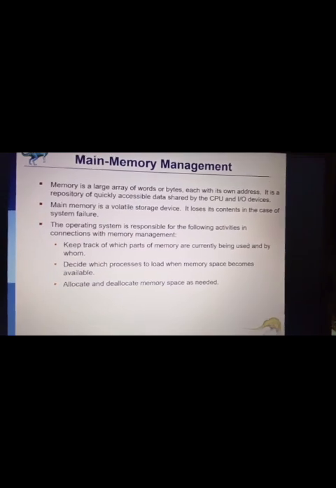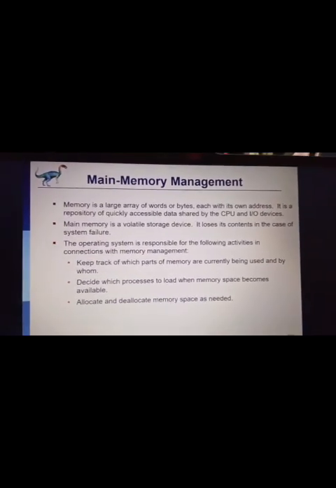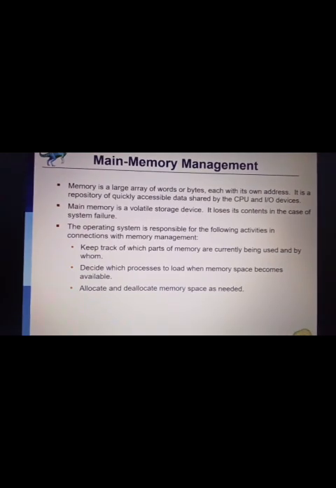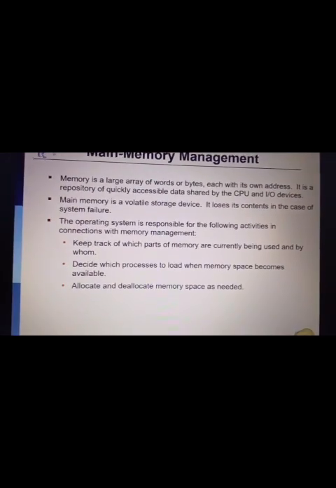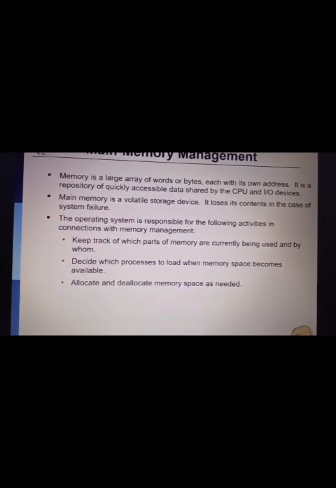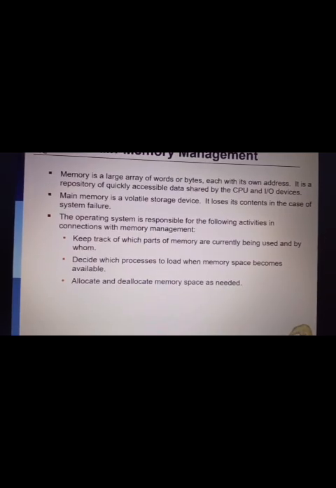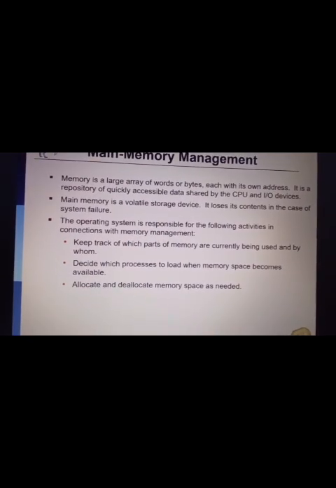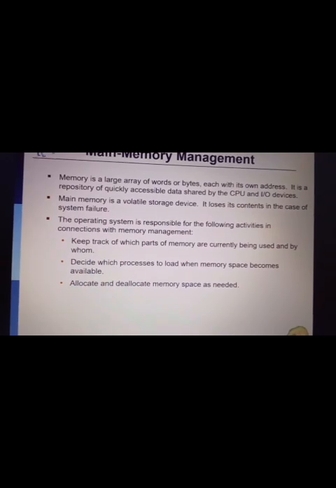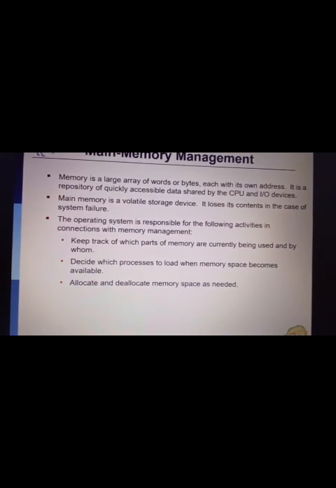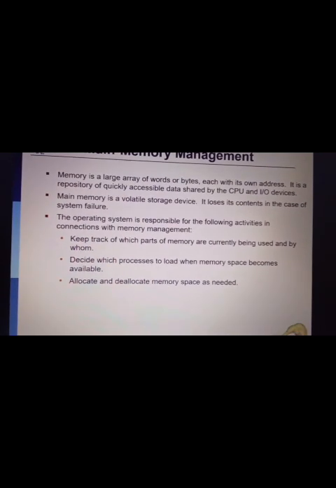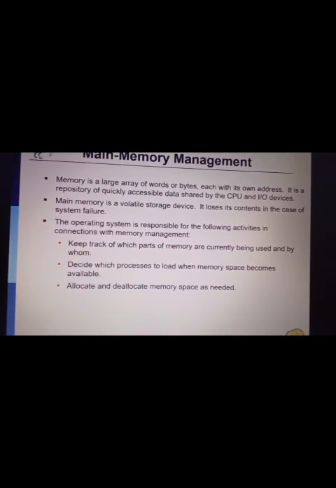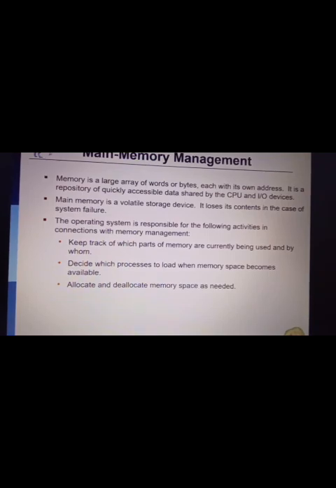Second is main memory management. Memory is a large array of words or bytes, each with its own address. It is the repository of quickly accessible data shared by the CPU and IO devices. Memory is a volatile storage device. It loses its content in case of system failure. The operating system is responsible for the following activities in connection with memory management.